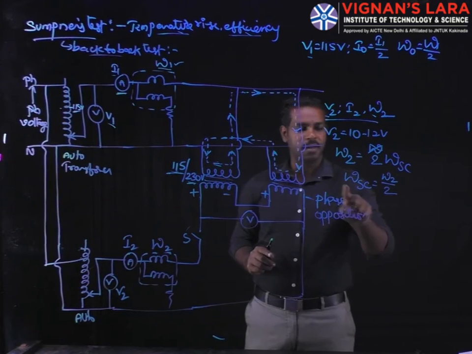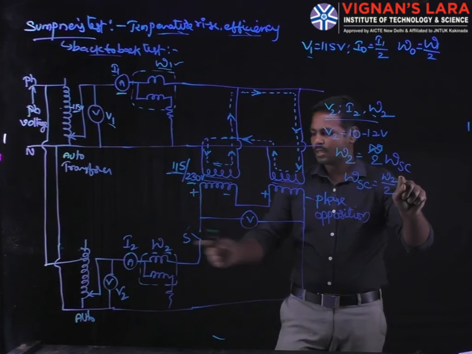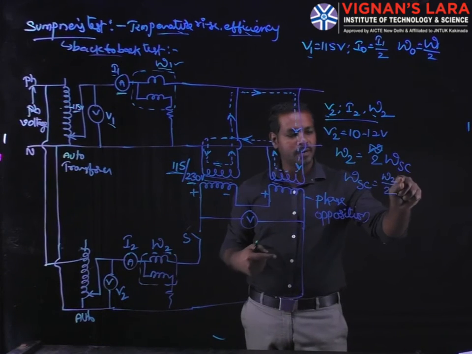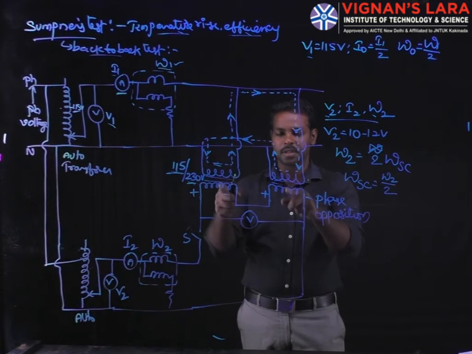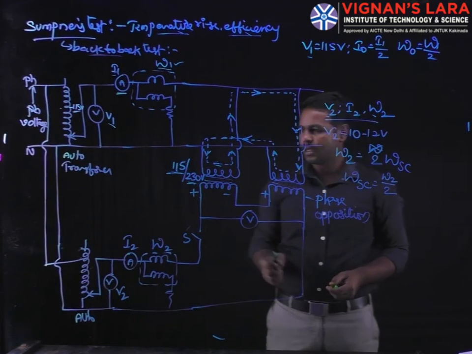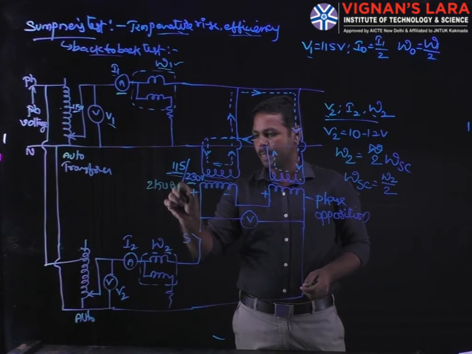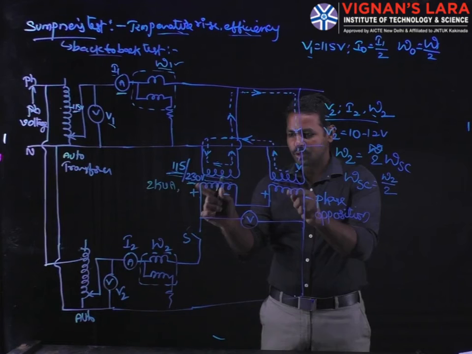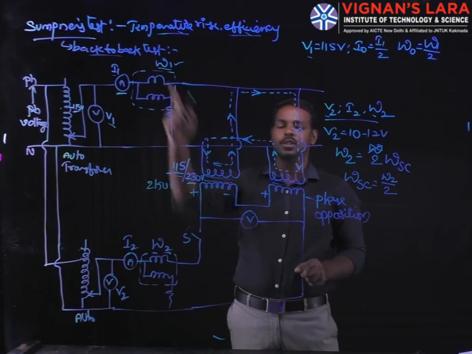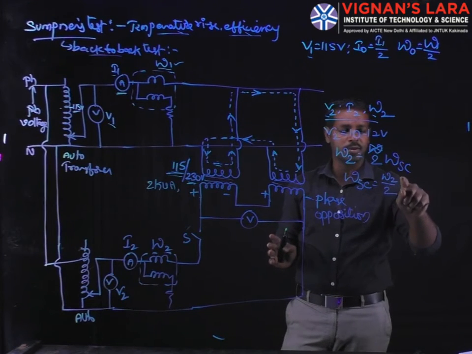So if you have to find out the full load copper loss of each transformer, it is equal to W2 divided by 2. Why is it equally divided into two parts? Because, first of all, these two are identical transformers, for example 2 kVA, 115/230. Both the transformer ratings should be the same. Then only the Sumpner test can be conducted. Okay, WSC is equal to W2 by 2.